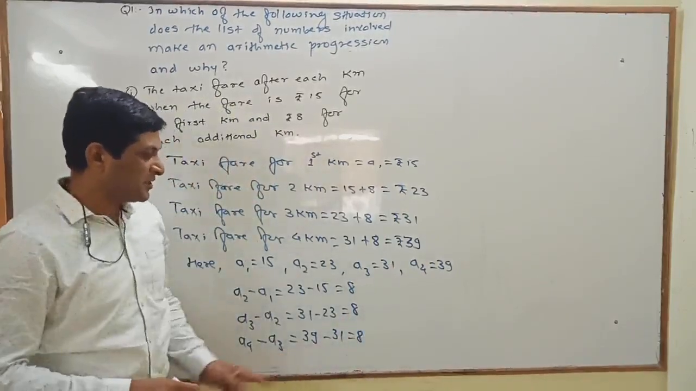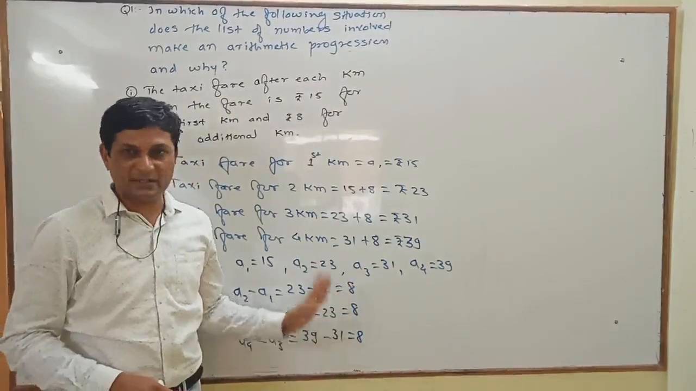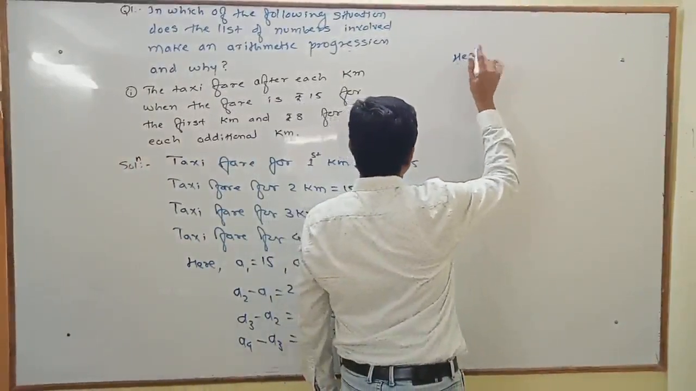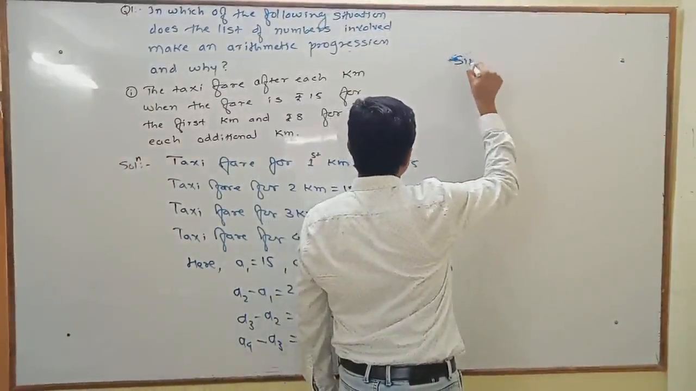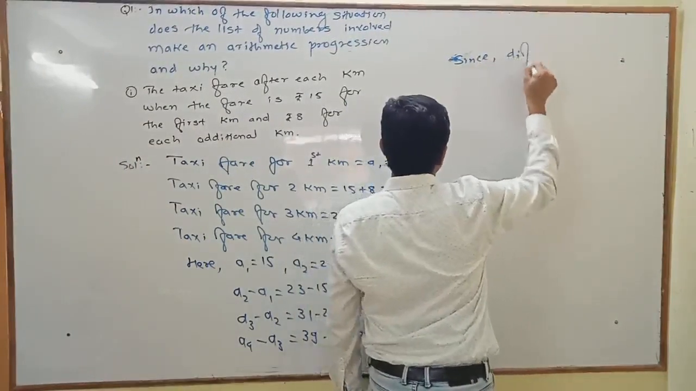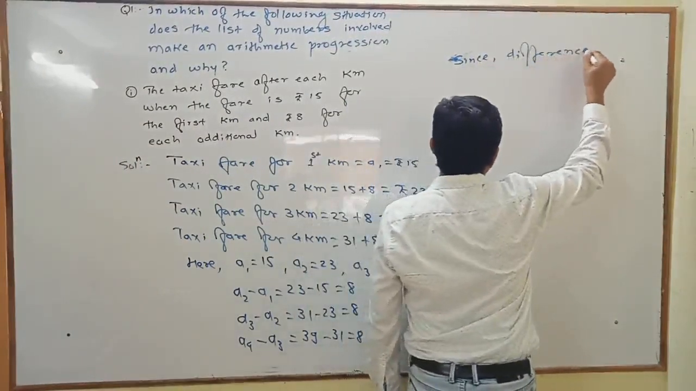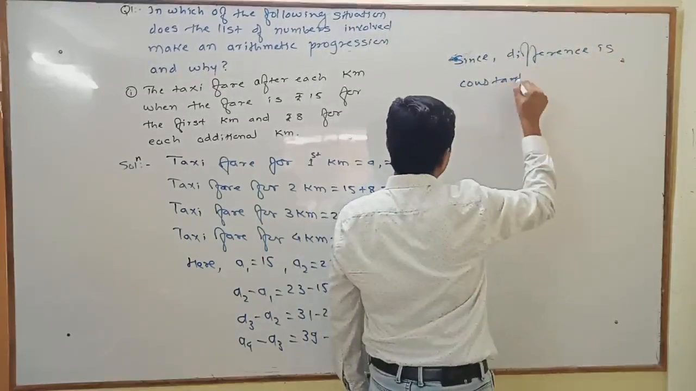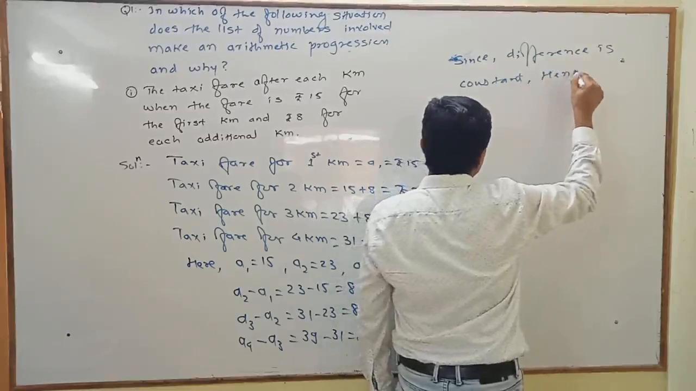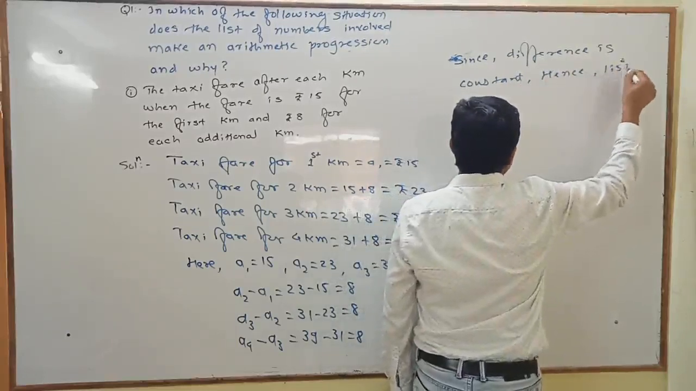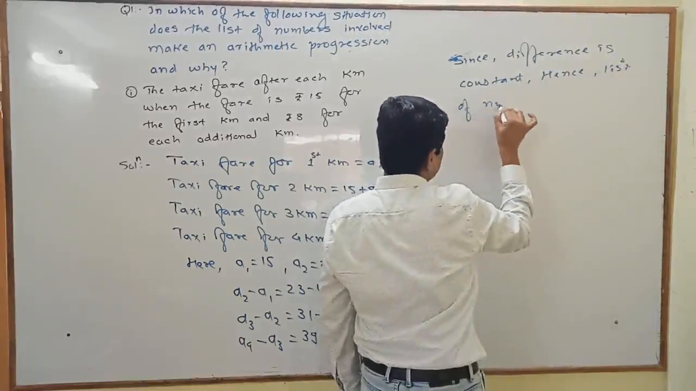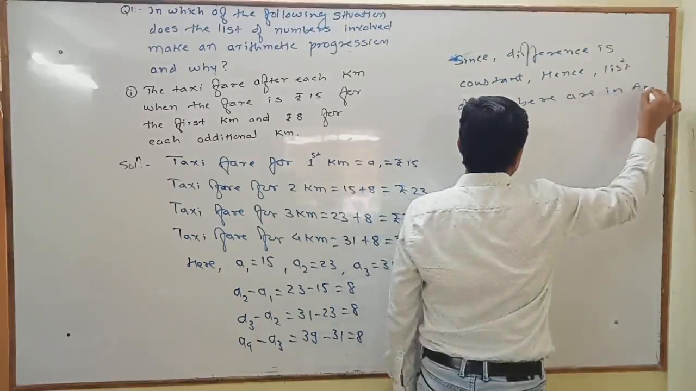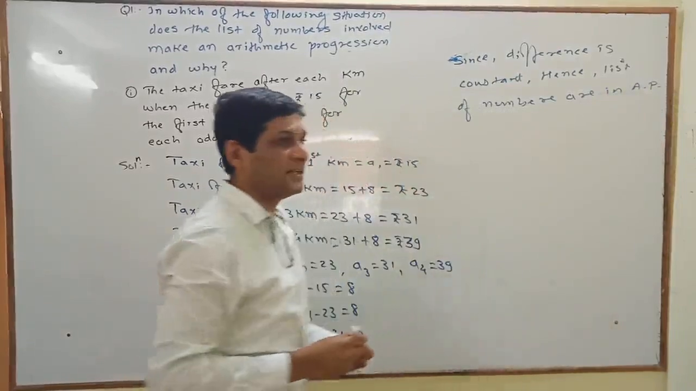Here, what is our observation? This difference is what? Constant. And since the difference is constant, hence the list of numbers is in arithmetic progression. Hope the ideas are clear to you.